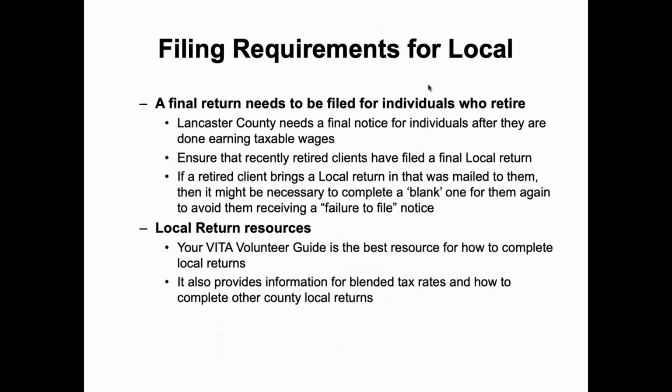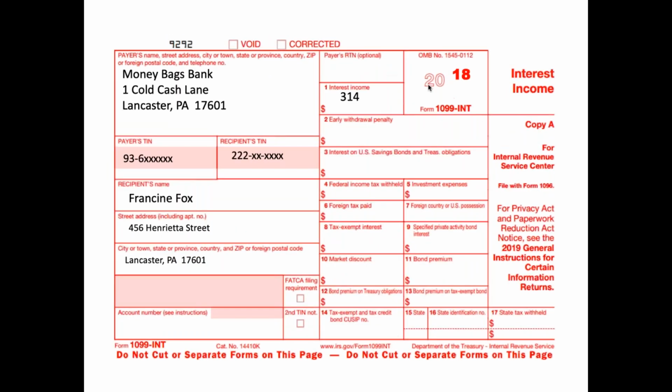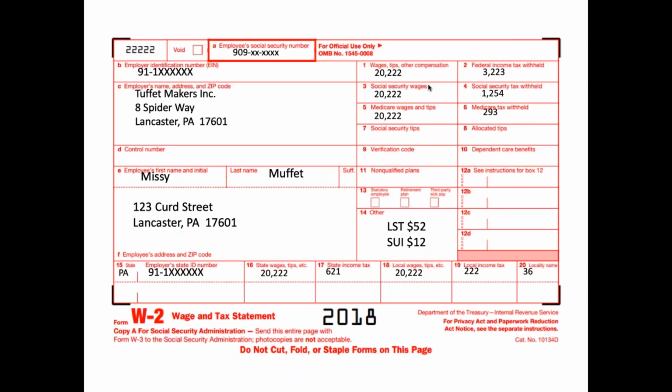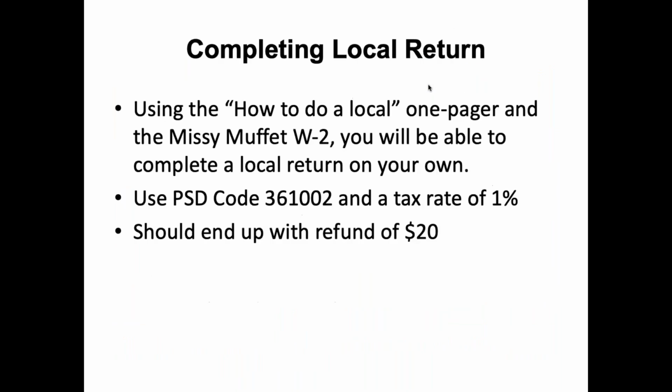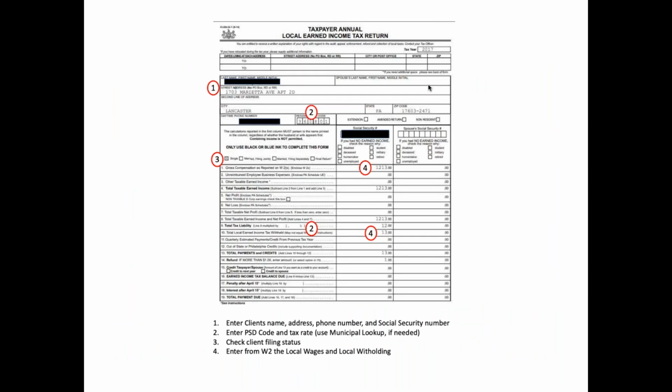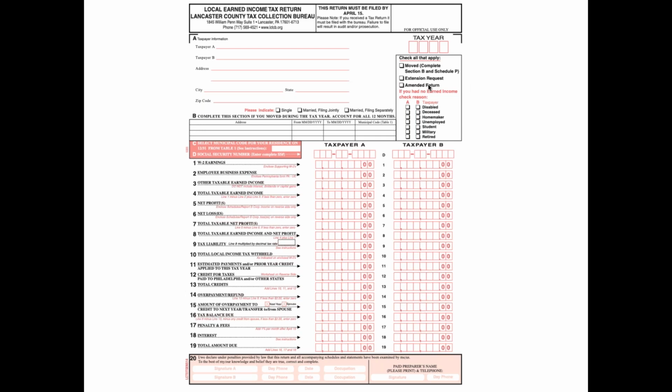Again, you're going to want to use this W-2 from Missy Muffet, and the PSD code here, tax rate here. You can use this form as a guide, and here is the local form that we've attached to the email. As you can see, it has that pink hue. You can print this out and do a practice return for Missy.